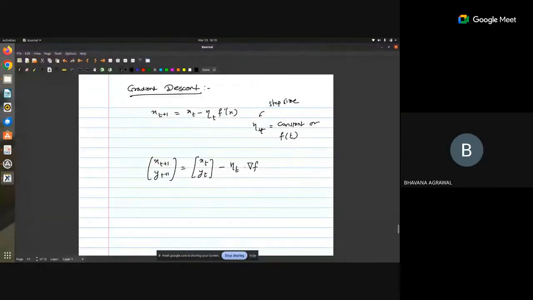Okay. Now it's clear. So I was discussing weak-head concepts. I will just give you the brief summary. Here there is a basic formula, the gradient descent formula, right? For a single variable, this formula translates to x t plus 1 equals x t minus eta t f dash of x. What is eta t here? It's a step size, right? And step size may be a constant or it may be a function of t. What is t here? Iterations, right?